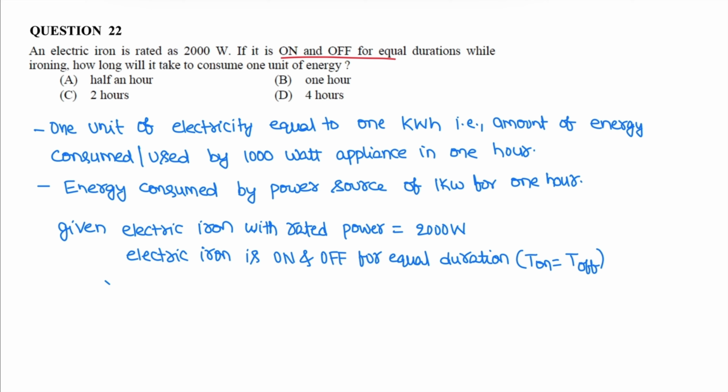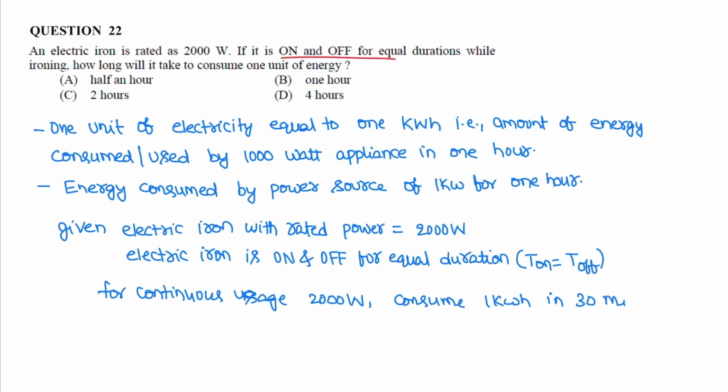For continuous usage, this 2000 watt electric iron can consume 1 kilowatt hour in 30 minutes. But here the condition given is it is on for equal duration and off for equal duration. So it will consume 1 unit of energy in 1 hour. So how much time will it take to consume 1 unit of energy? That is 1 hour. Option B is the correct one.